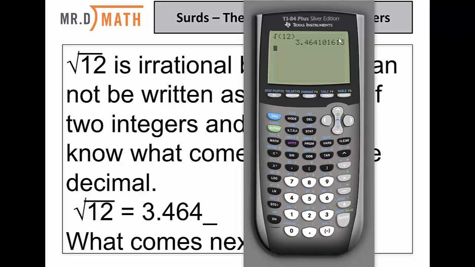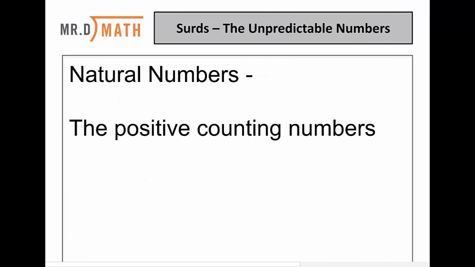And out here at the 5, even the calculator rounded it off. I don't know if it's really a 5. Maybe it's a 4. The next number is a 9, and the calculator rounded it. It's irrational because they don't know what's coming next. So now you know that the surds are the unpredictable numbers, the irrational numbers.